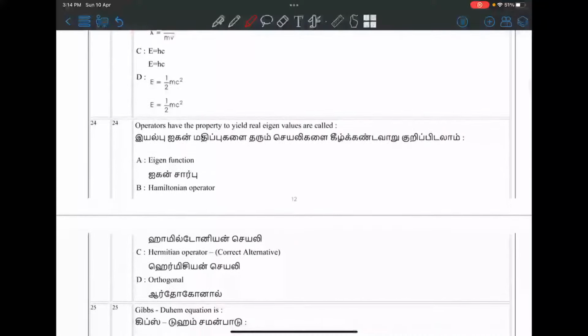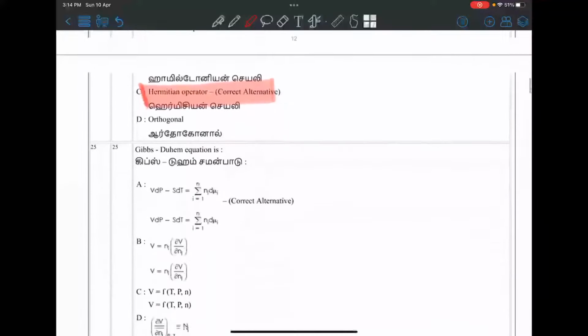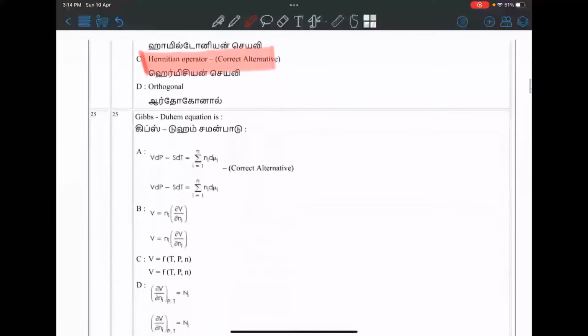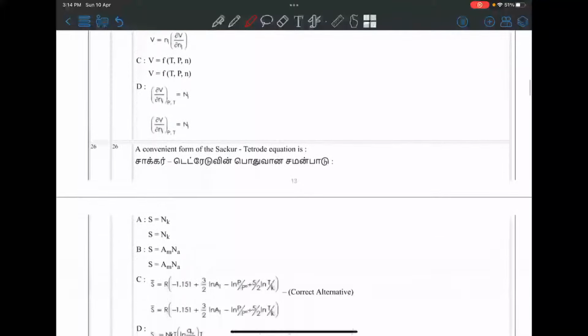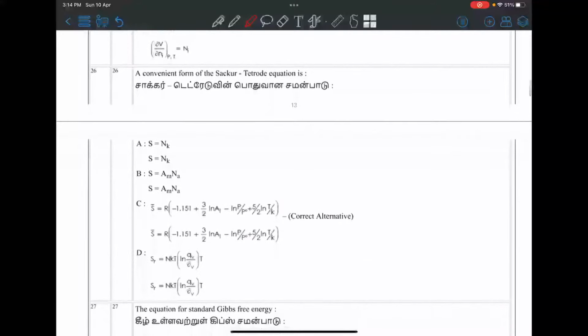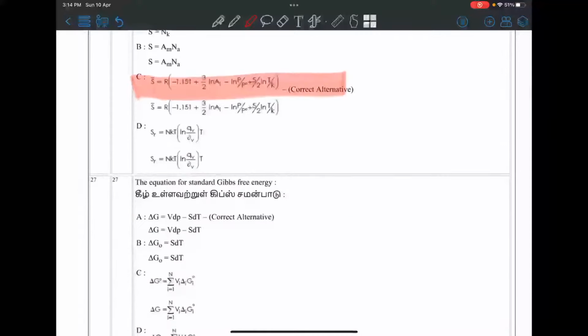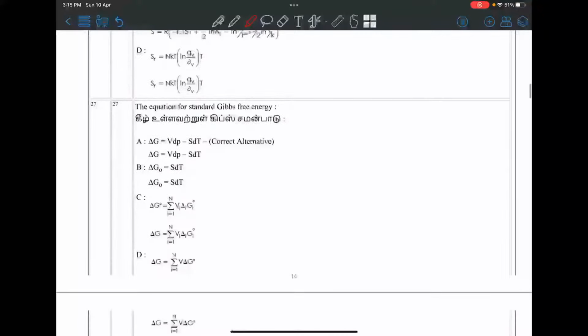Next question, operators have the property to yield real eigenvalues are called Hermitian operator. Gibbs-Duhem equation is option A. VdP minus SdT is equal to sigma Ni d mu i. So a convenient form of the Sackur-Tetrode equation is option C கொடுத்துக்கிறாங்க. The equation for standard Gibbs free energy del G is equal to VdP minus SdT.